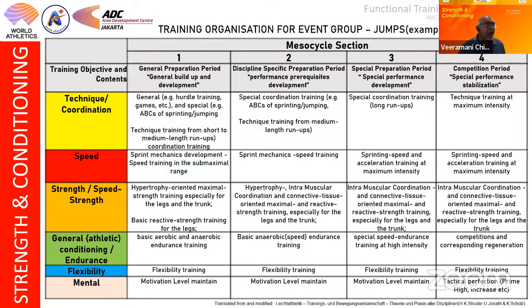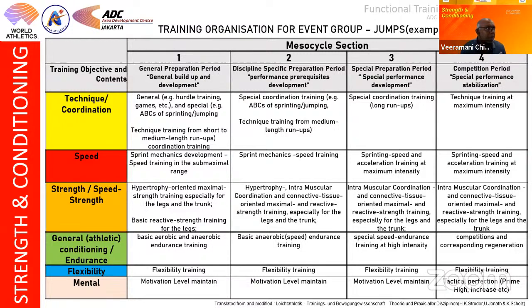So these are some of the things on how you can organize the entire training process. We know that we normally have about 4 mesocycles: general preparation, discipline-specific preparation, special preparation, and of course, competition preparation. Again, how are the few biomotor abilities, including mental abilities, evolving, changing their position and their demand.